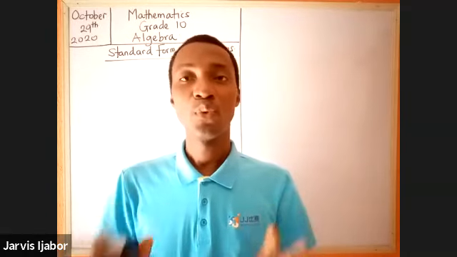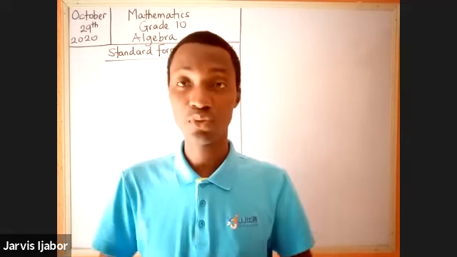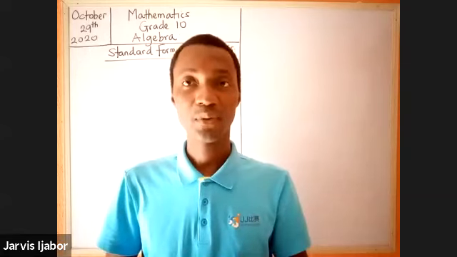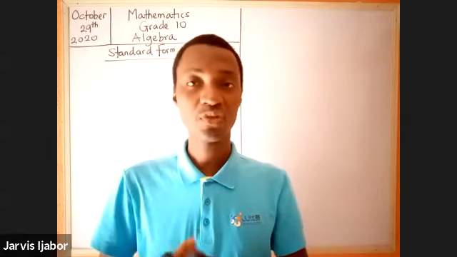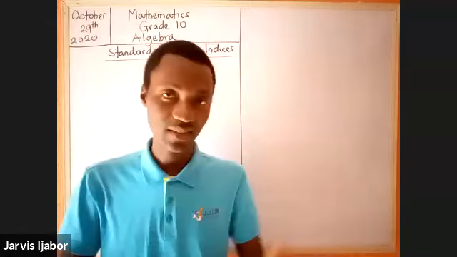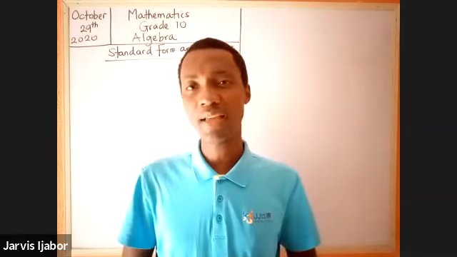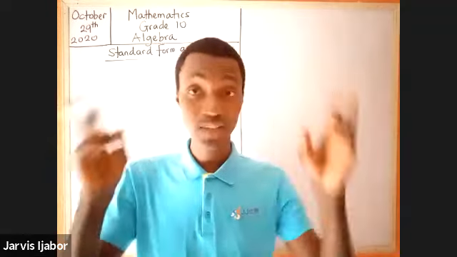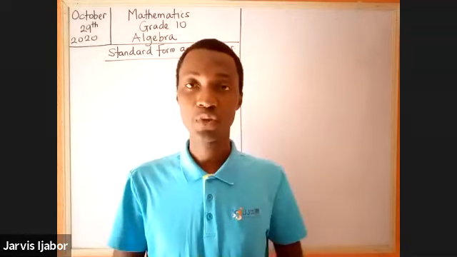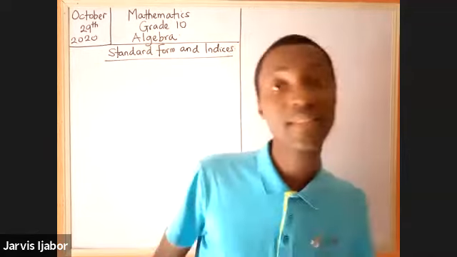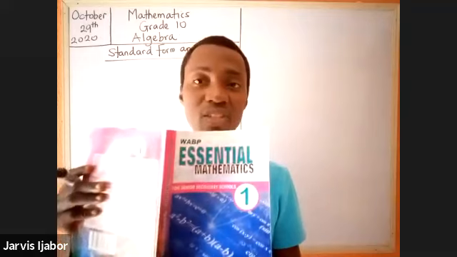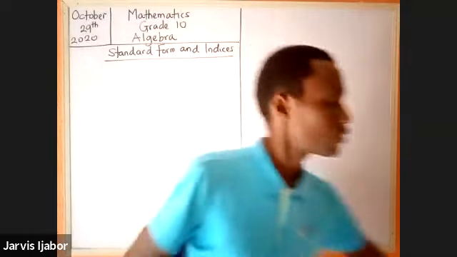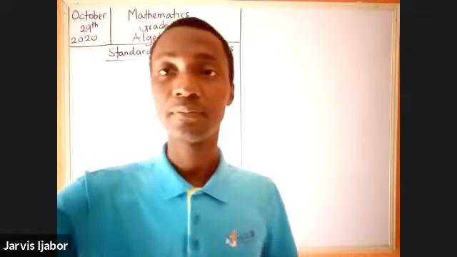So we'll still go back to look at grade 10 work today. On today's segment, we'll be looking at something called algebra. We've started. And the topic for consideration today is called standard form and indices. We've also started that too. In our last class, we tried to look at some examples and some applications of standard form in unique setups. So we'll go right into the class. But don't forget, our textbook of reference is the Essential Mathematics for SS1, which is called grade 10. So we'll go straight to work right now.